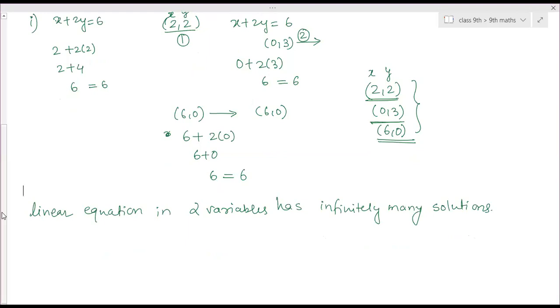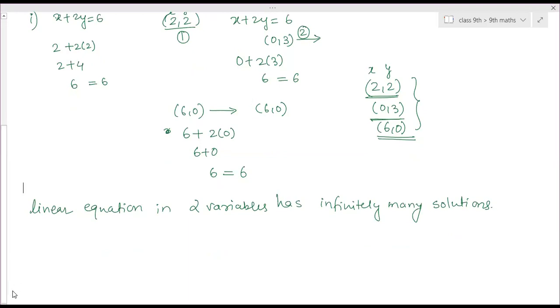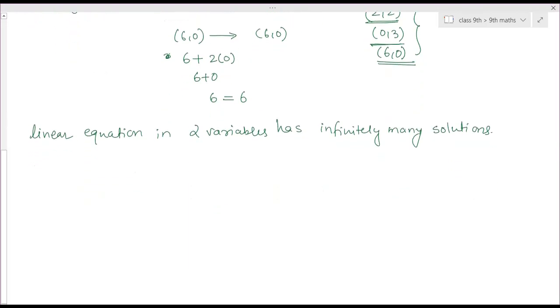For the same equation, I will now explain how to find the solutions. You can find 10 solutions, no, even 100 solutions. Now here you have the equation x plus 2y is equal to 6.